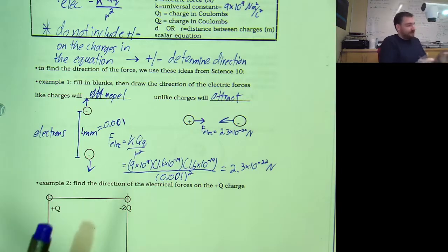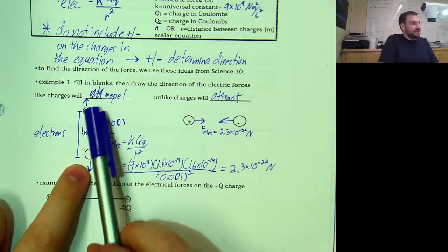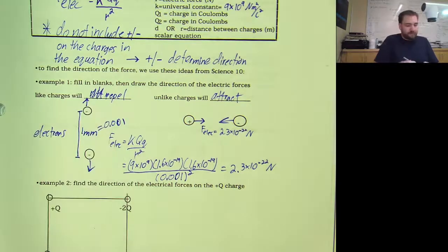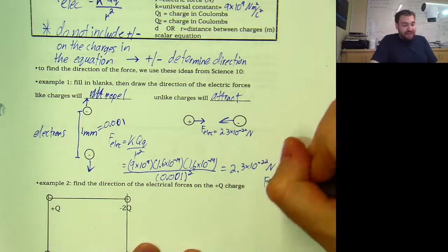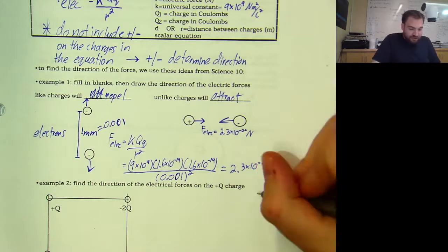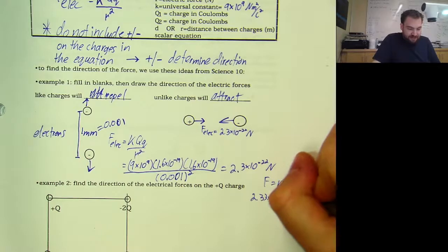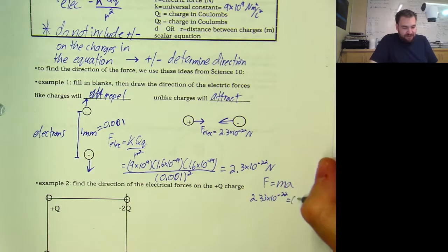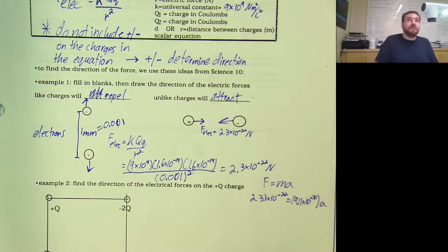So let's analyze that. Go back to this first problem. What kind of acceleration are these guys experiencing at this point? Well, again, it all comes back to Newton. F equals ma. A net force on an object with mass is going to produce an acceleration. So I've got 2.33 times 10 to the negative 22 is equal to, and I'm just going to analyze it on one of them, the mass of an electron, which is 9.11 times 10 to the negative 31. Very small object.